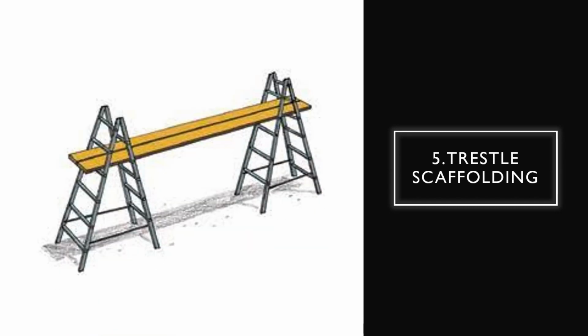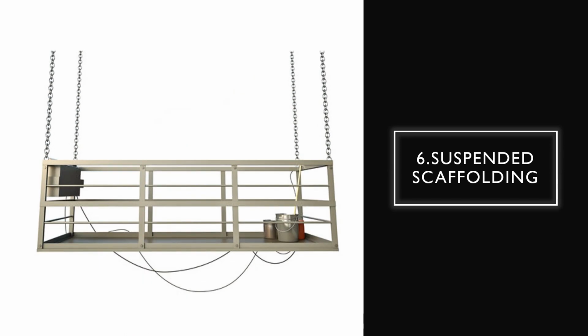Another one is trestle scaffolding. Trestle scaffolding is shaped like that. It is simple. It is used even in a small construction area. Another one is suspended scaffolding. Suspended scaffolding we often see when the building is finished, and it is usually used to maintain the curtain wall or the exterior.